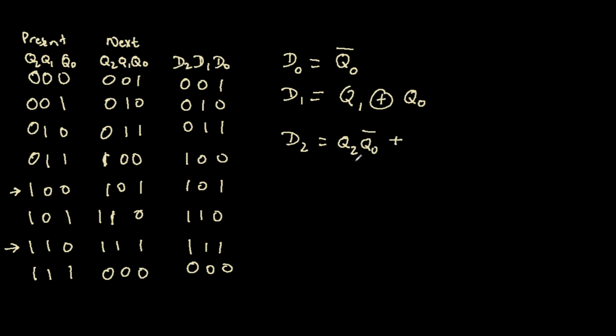Is there anything else? Yes, because we still have 2 other rows to look at. So definitely whenever you have Q2 Q0 bar, irrespective of the value of Q1, definitely your D2 will be true, will be 1.